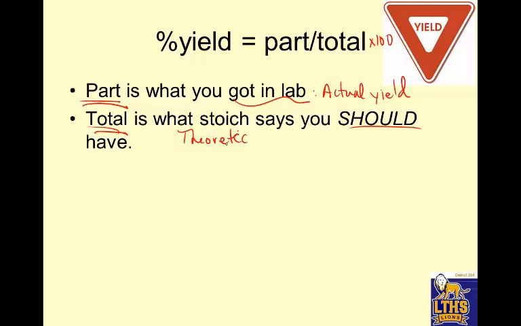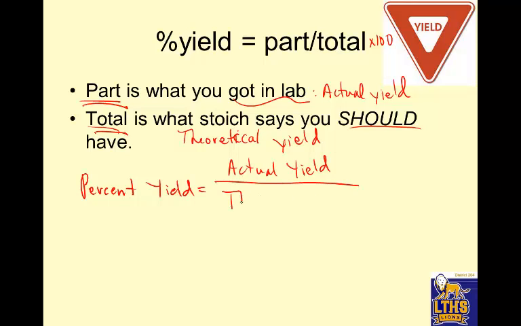So now we're going to do a definition. Percent yield equals the actual yield, which is the part, it comes from a lab, or it's given in the problem, divided by the theoretical yield, which is a calculation that comes from stoichiometry, times 100. So for percent yield, actual yield is given or from the lab, and theoretical yield is calculated from stoich.